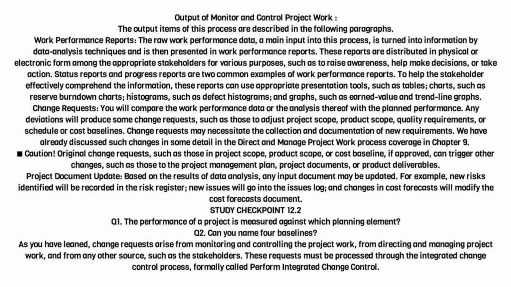Status reports and progress reports are two common examples of work performance reports. To help the stakeholder effectively comprehend the information, these reports can use appropriate presentation tools, such as tables, charts, such as reserve burn-down charts, histograms, such as defect histograms, and graphs, such as earned value and trendline graphs.